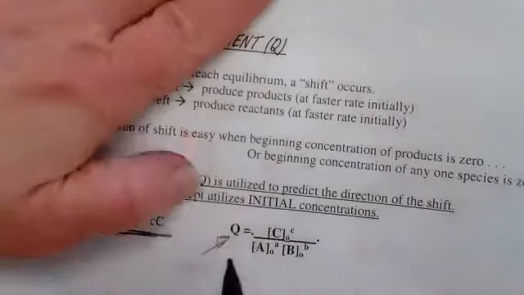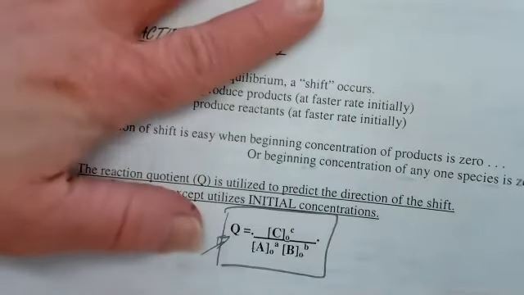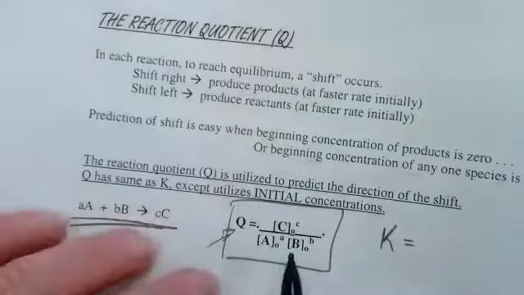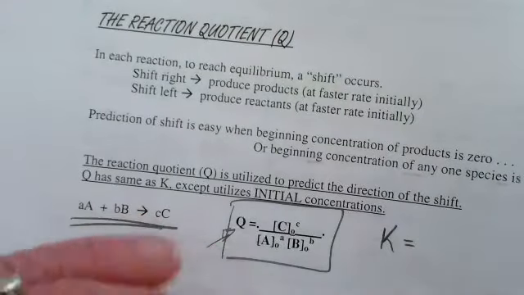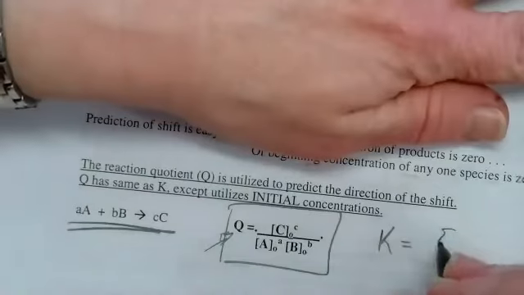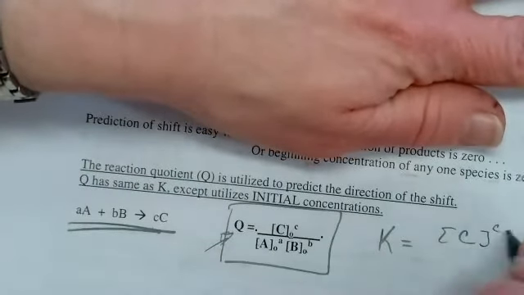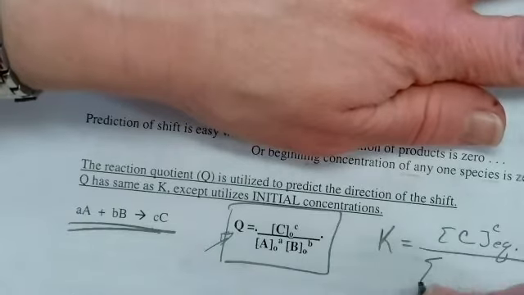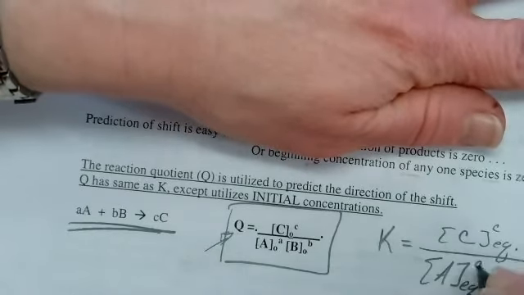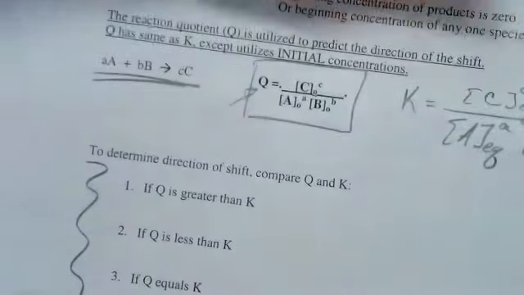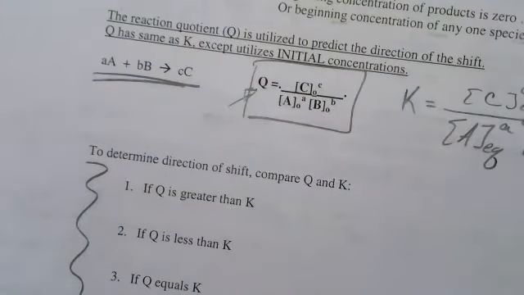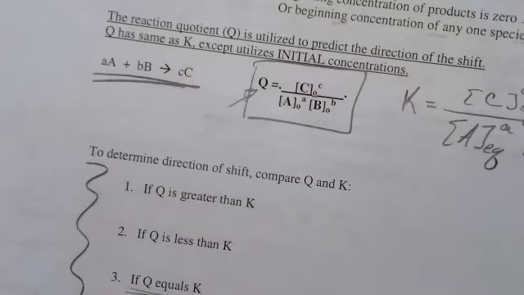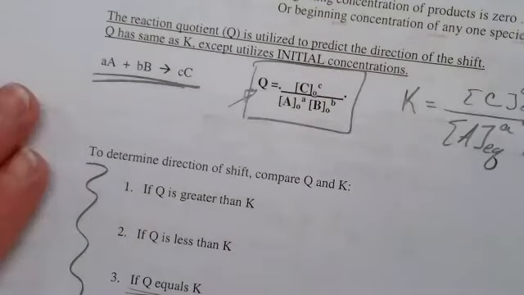All right, so here's our Q. Our K would be the same exact equation. It's just at equilibrium. You don't have to write this, you know this. I'm just going to write it for comparison's sake. And just a reminder, it's product over reactant, product over reactant, product over reactant. We know that. Okay, let's start here. So, you start your problem and you're given amounts of stuff.